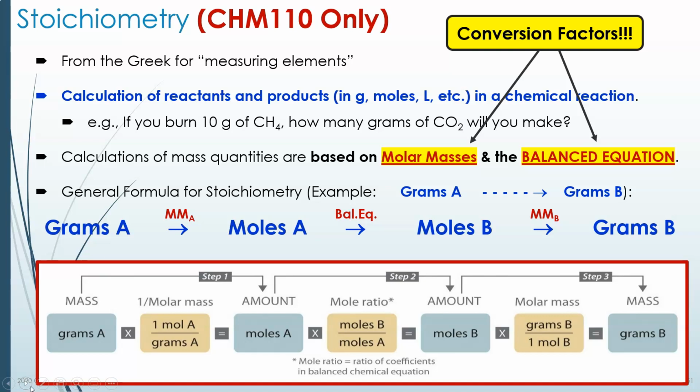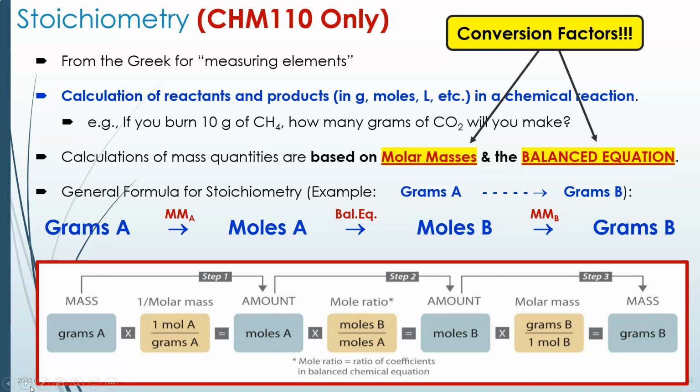This was pulled out of another textbook. It really says exactly what the line in blue just above it says, but it's in a little more detail. Grams of A times 1 over the molar mass. Why 1 over the molar mass? Because you want grams on the bottom, you want moles on the top of your conversion factor.